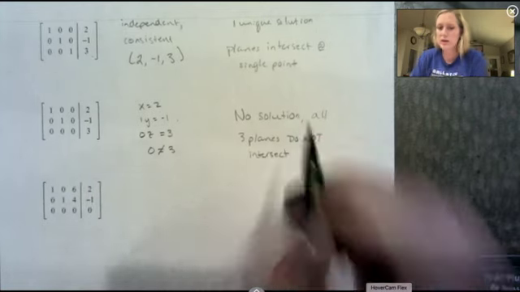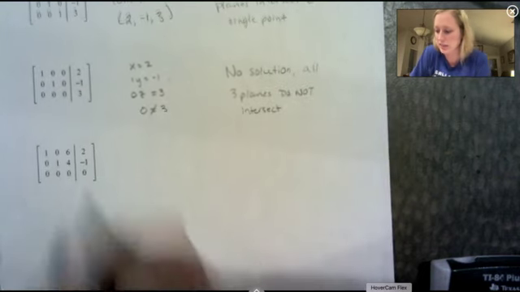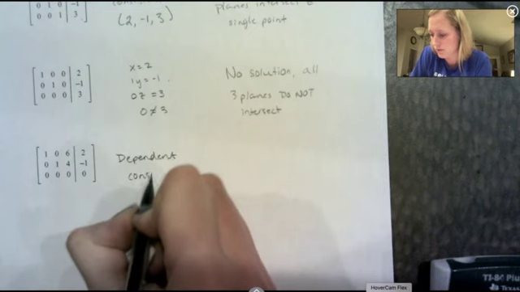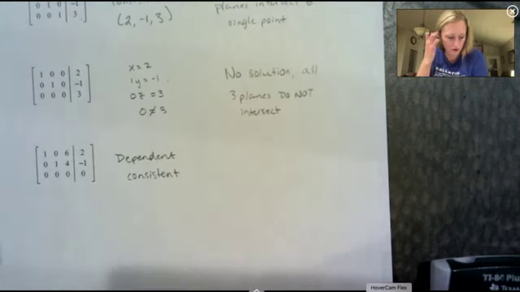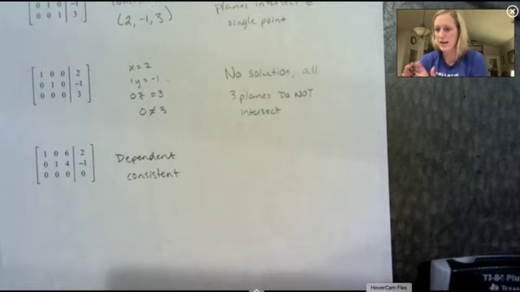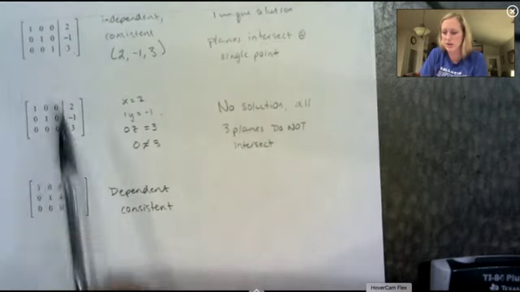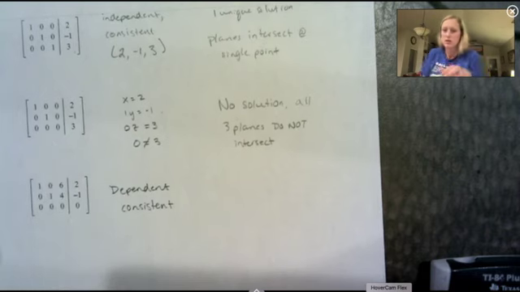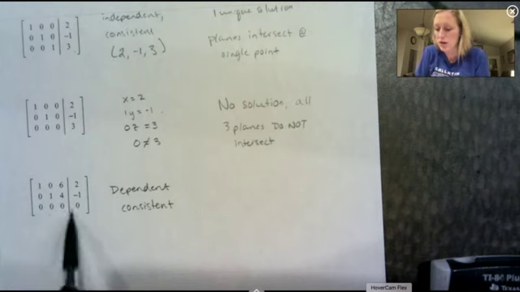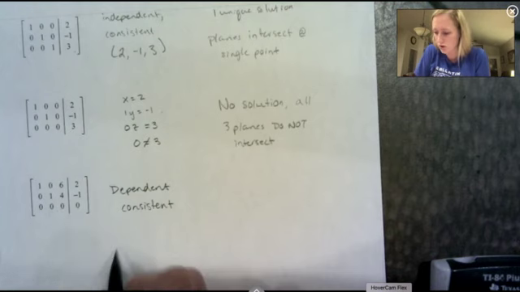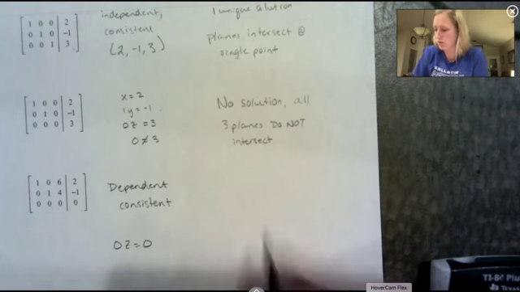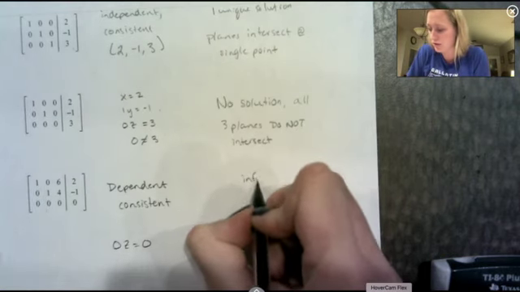Okay, then let's see an example of the dependent consistent. So that's what this last one is. Okay, so here's what this looks like. I notice in both the no solution and infinitely many solutions, I have zeros across the bottom. So that's kind of a red flag to look for. Then you just need to identify, is it no solution or infinitely many? Well, here, instead of 0 equals 3, I'm getting 0 equals 0. Okay, so that is true. 0 always equals 0. So this means I have infinitely many solutions.